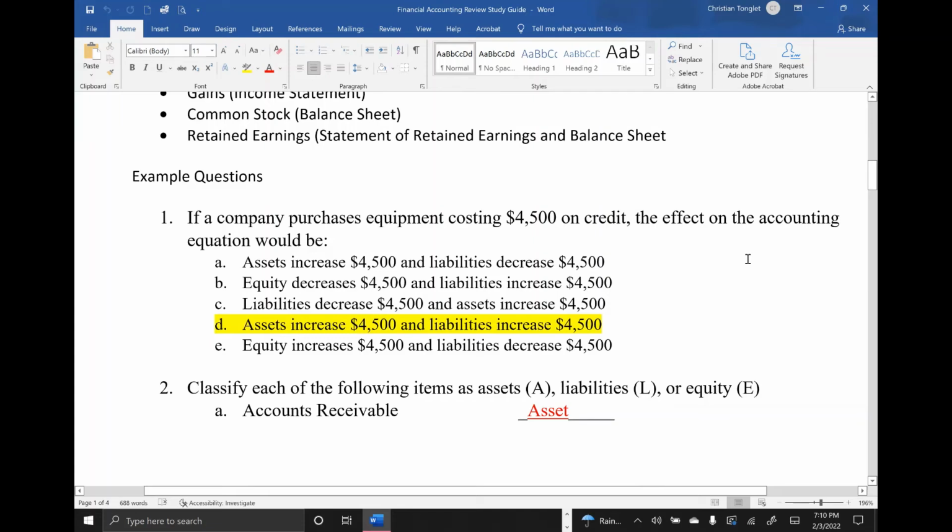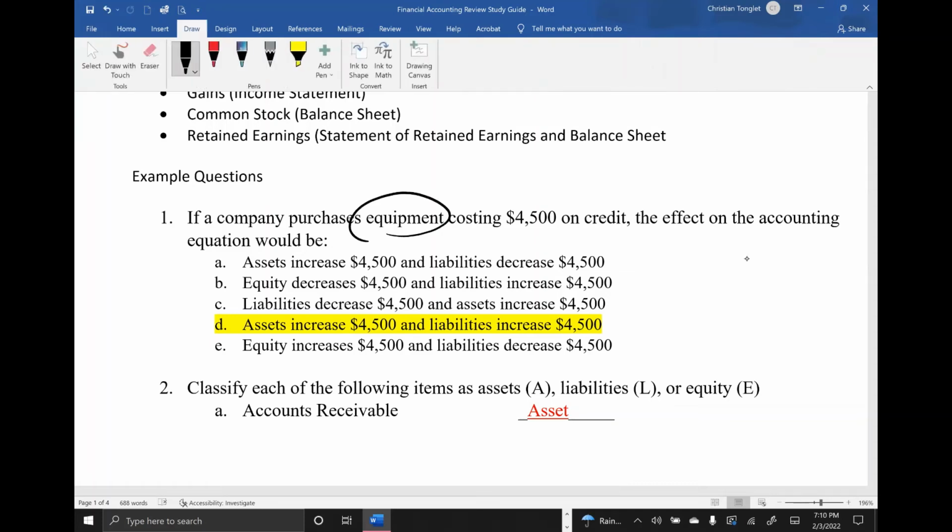Okay, so if a company purchases equipment costing $4,500 on credit, the effect on the accounting equation would be, so let's think about what's happening. I'm purchasing equipment. What's equipment? It's an asset, so I'm bringing it in, so I know that it's going to be an increase. Then it says that I'm purchasing on credit. What kind of account is credit? It's accounts what? Payable, or a notes payable in this case, because it might be something big, but it's going to be some sort of payable. What's a payable? It's a liability. Now, is my liability going up or down? Is it increasing or decreasing?